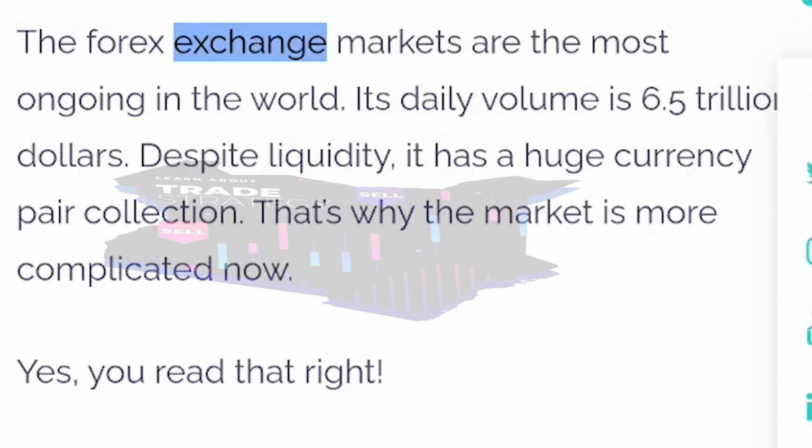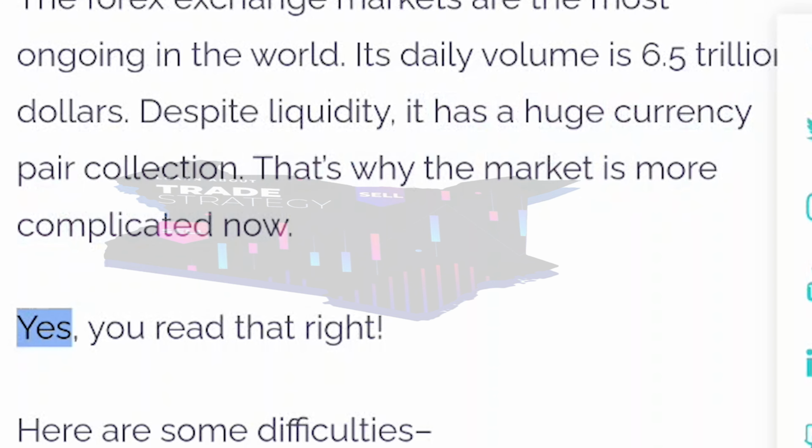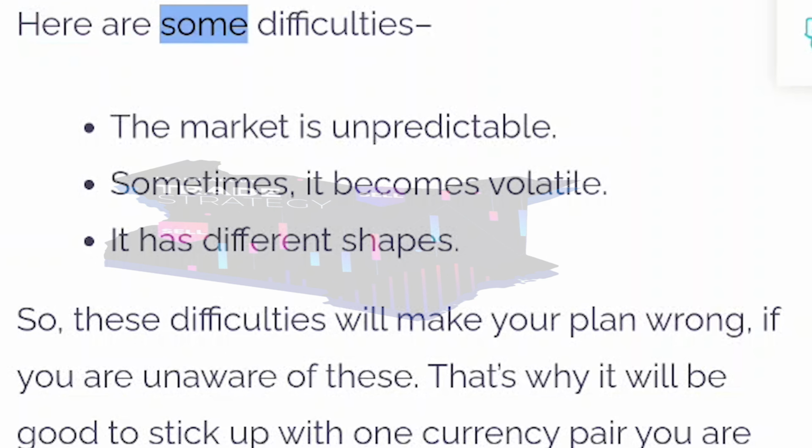The Forex exchange market is the most active in the world. Its daily volume is $6.5 trillion. Despite liquidity, it has a huge currency pair collection. That's why the market is more complicated now. Yes, you read that right. Here are some difficulties. The market is unpredictable. Sometimes, it becomes volatile. It has different shapes. So, these difficulties will make your plan wrong if you are unaware of them.